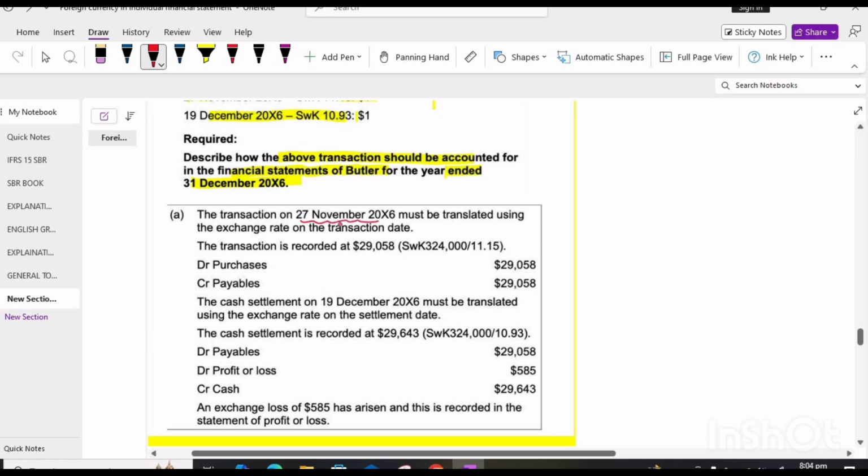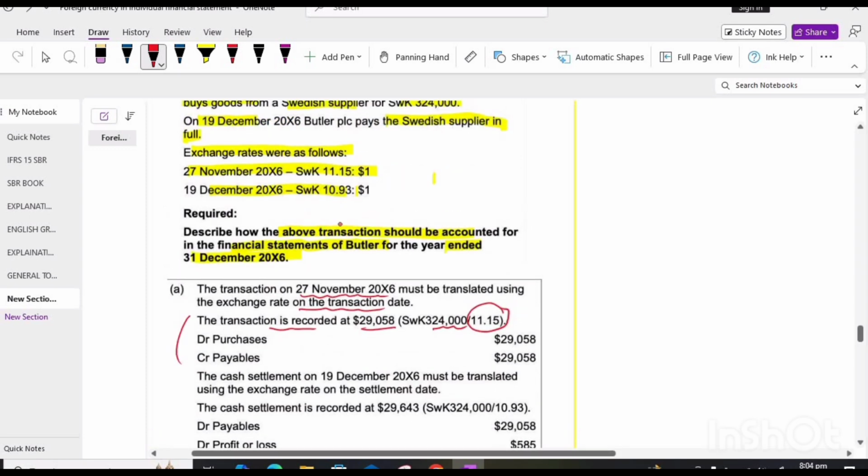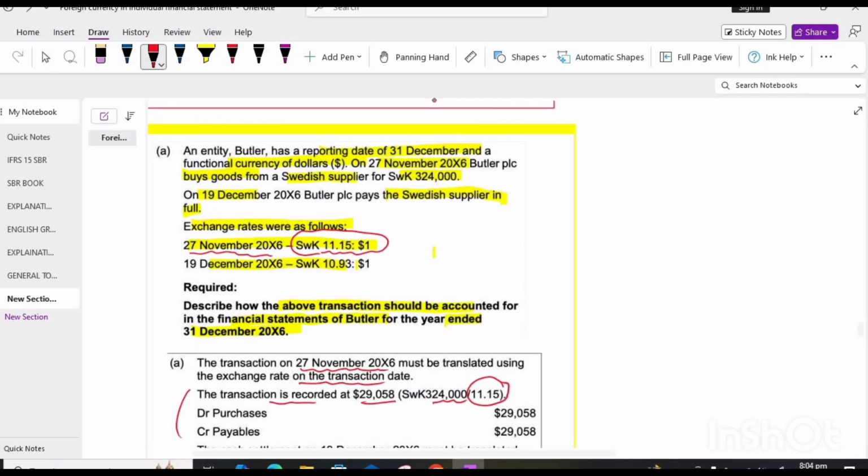On 27 December 2006, the transaction must be translated using the exchange rate of the day. So the transaction is initially recorded at this amount because this is the total amount you have to pay, and this is the spot rate given here. You see here the date of transaction. The rate is 11.15, and the transaction occurred for purchasing on 27 November 2006. Butler buys goods, so at this rate, this amount should be translated into the functional currency, and that is dollar.